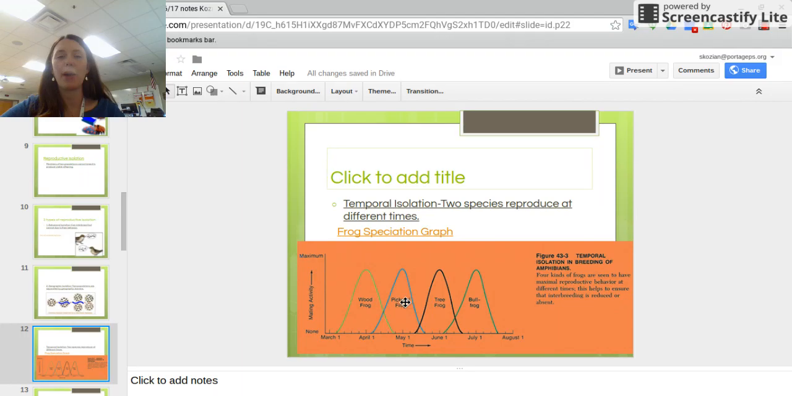Maybe you had one type of common ancestor that bred sort of in the middle here in the May-June time. But over time, this species right here, the wood frog, started to breed earlier and earlier until it was off in its own gene pool, in its own population breeding, and wasn't able to breed with the others. So these are the 3 mechanisms for evolution: behavioral isolation, geographic isolation, and temporal isolation. We can't have evolution happen until we get more than one gene pool.